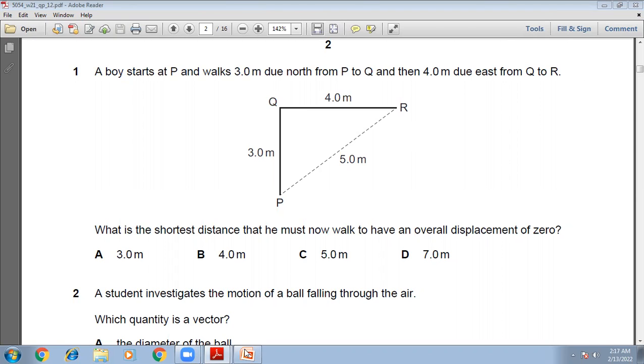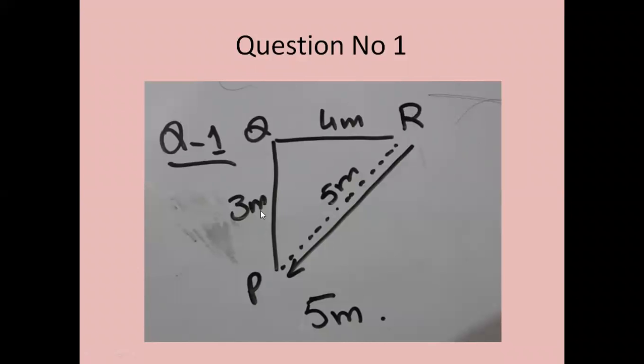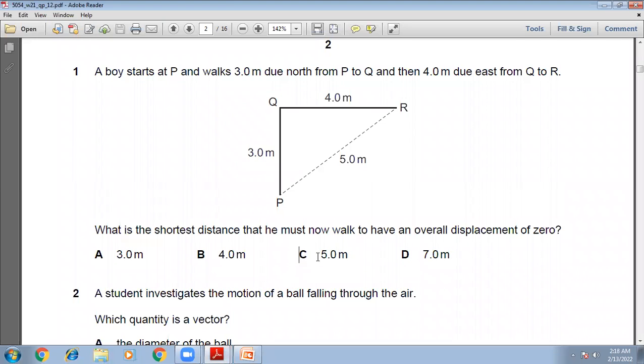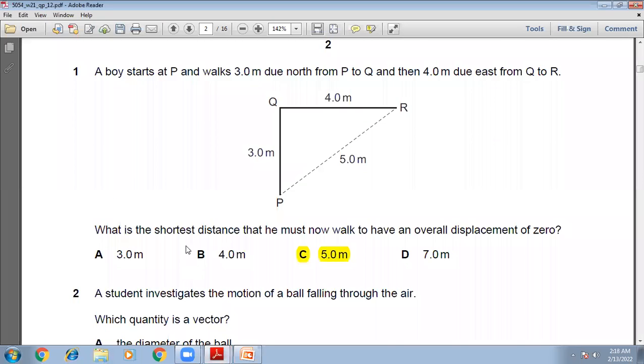So let me show you from here. Let me explain to you. Okay, so he has moved 3 meters due north, and then 4 meters due east. So now he's here. If he wants to have 0 displacement, he should be here. So the shortest distance is 5 meters. So let's check. 5 meters. Do we have that option? Yes, we have this option. I think C is the choice. Question number one, let's check. Yes, C is the right choice.